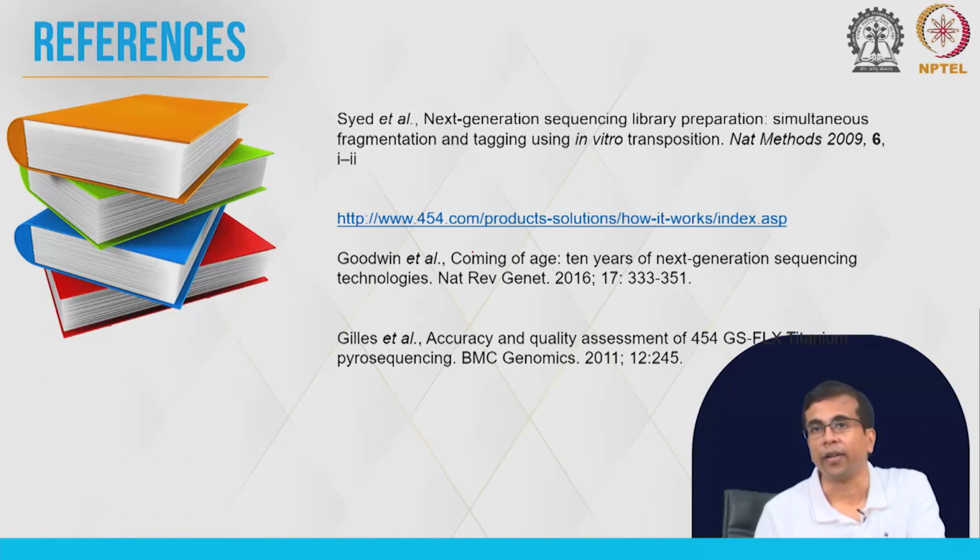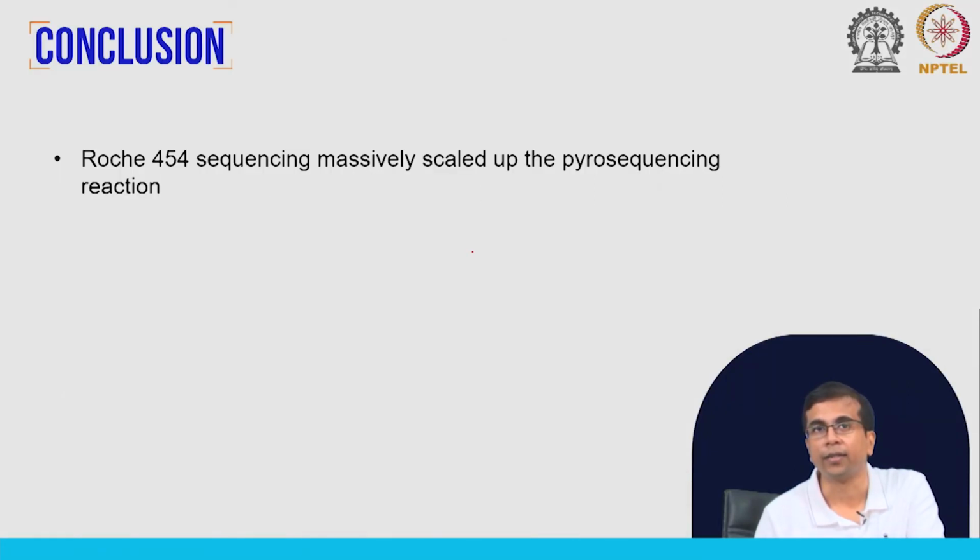Okay, so, these are the references that you have utilized. To summarize, 454 sequencing massively scaled up the pyrosequencing reaction, as we have just discussed. This scale up process actually involved these on-bead amplifications.